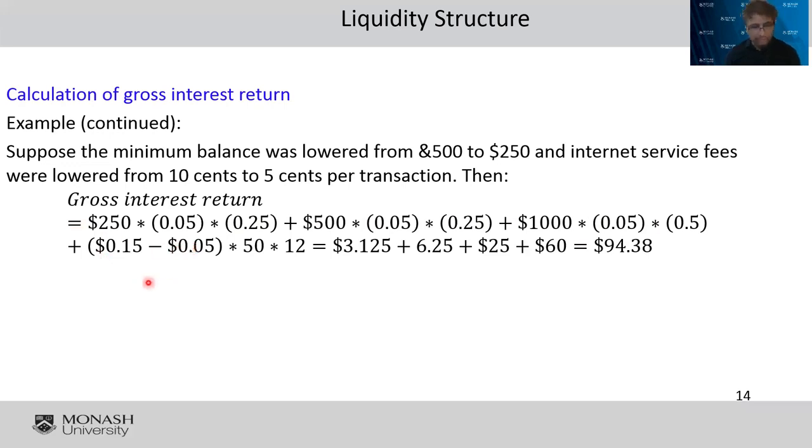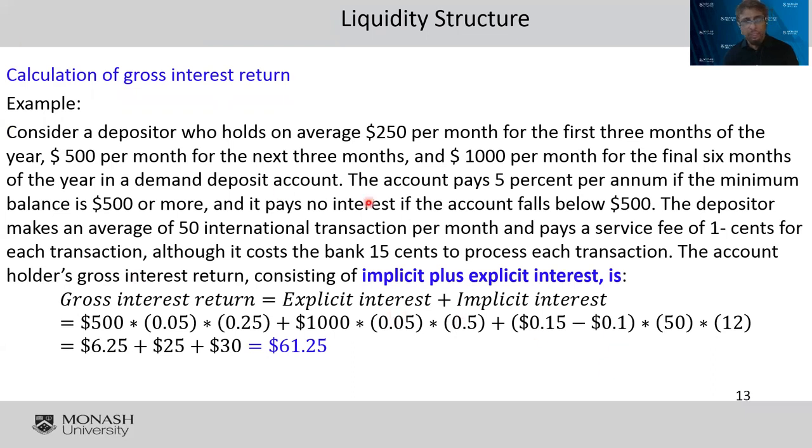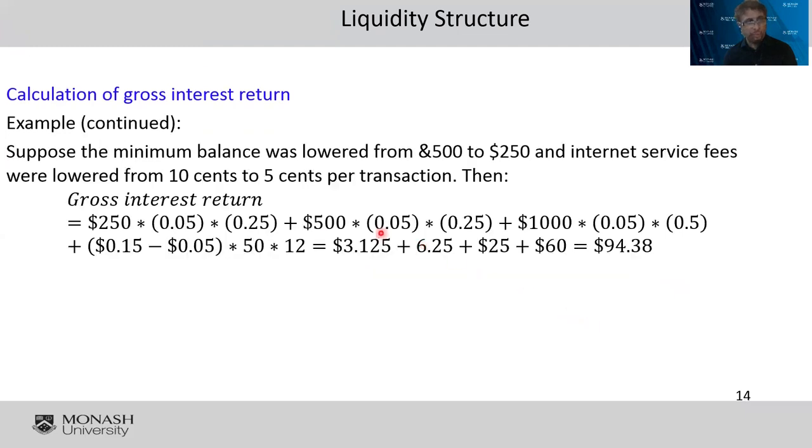Oh, sorry, let me just come back to here. This is actually 10 cents. I'm sorry, this is 10 cents. So this calculation is right. Now the next calculation is also right because this 10 cents is becoming 5 cents. And you continue the transaction, you will find it to be 94.38.